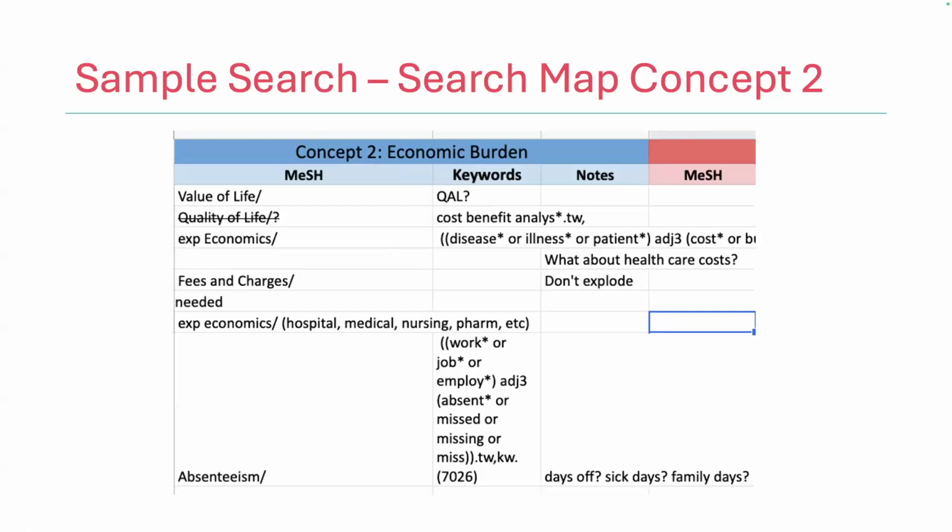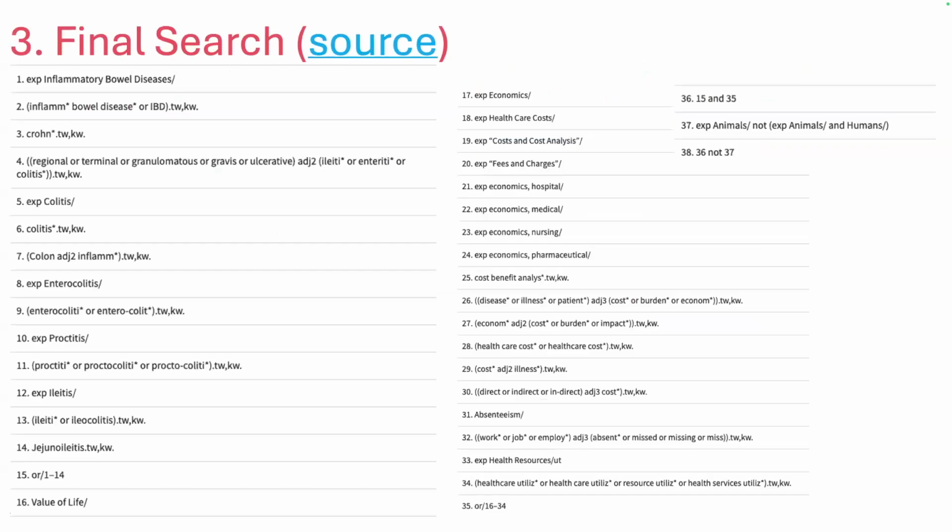So the final search for this project that I've linked to here, again, it was published, so hopefully it's not too small for you to see. But you can see from search line 1 to 14 are all the different ways that I have searched for literature related to inflammatory bowel disorders. From line number 16 down to 34 is everything related to costs and economics. And then I add those 2 concepts together. So this is the final search that I ran in the Ovid Medline database.